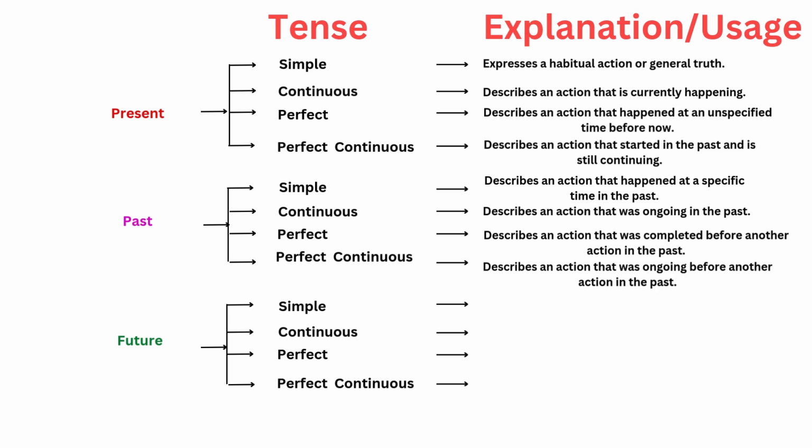Past perfect continuous describes an action that was ongoing before another action in the past. Like, I had been eating breakfast for 20 minutes when you called. Simple future describes an action that will happen in the future. Like, they will play soccer next week.